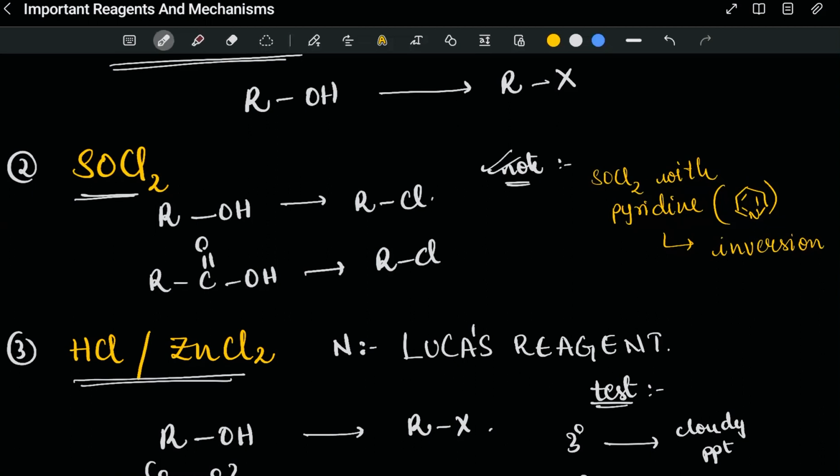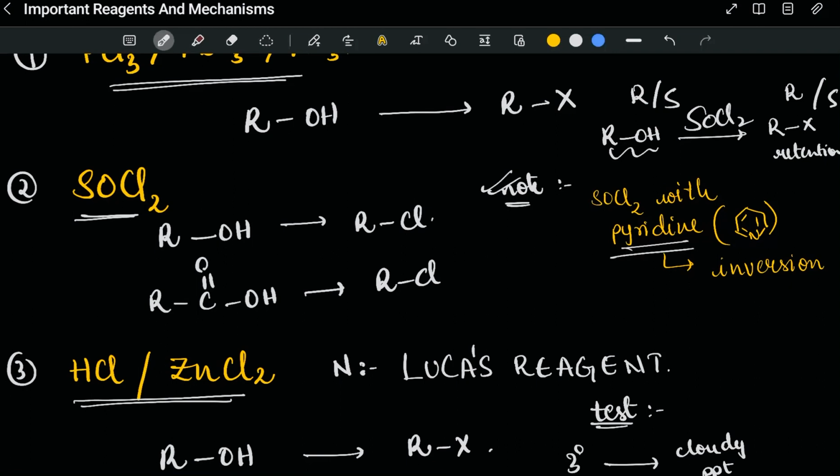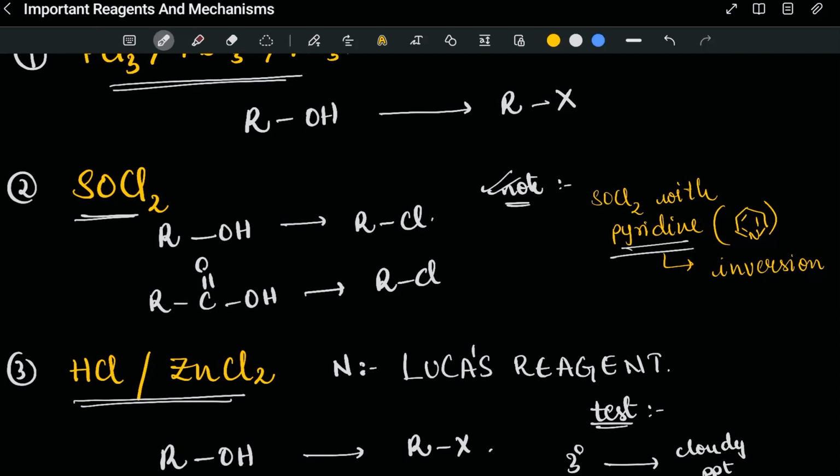In alkyl halides, you could see that whenever we are using ROH and SOCl2, we will get RX. Here, the product is a retention product. Means if the configuration of the reactant is R, then the product will also be R. If it is S, it will also be S, the optical isomerism here. Now, whenever we are using pyridine, we'll get an inversion product. The mechanism is there in alkyl halides. You can go revise it.